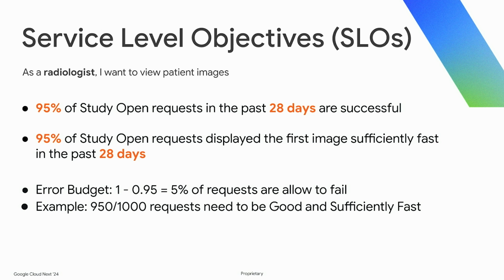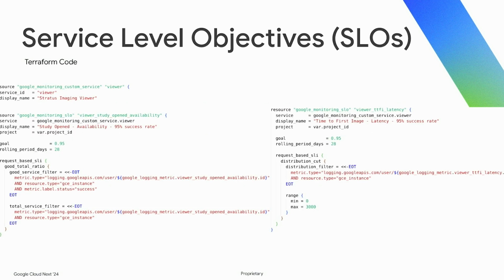Now that we have the SLO definitions, we can actually create them in Google Cloud. And again, here's some Terraform code. This code will create 2 SLOs using the log-based metrics from earlier. In addition, we created a custom SLO service at the top there that we will attach the SLOs to.